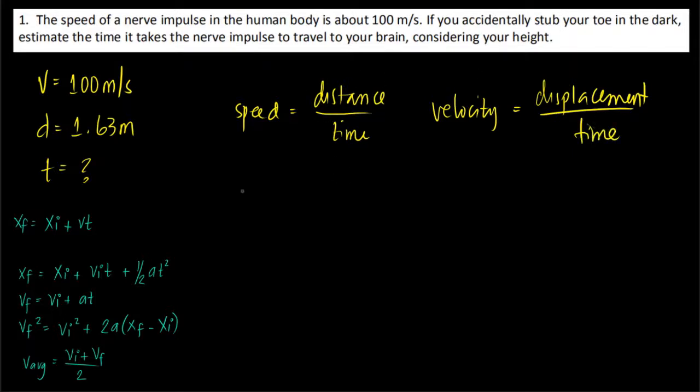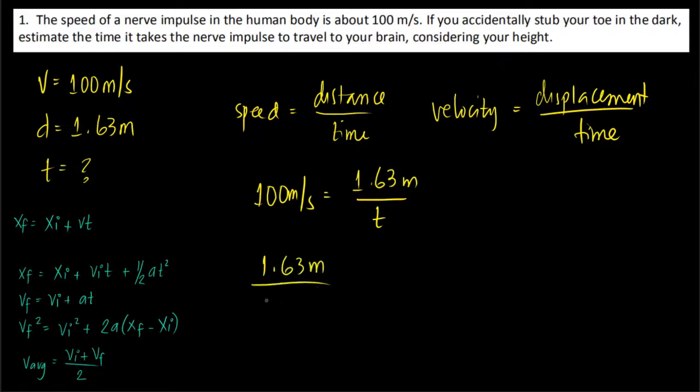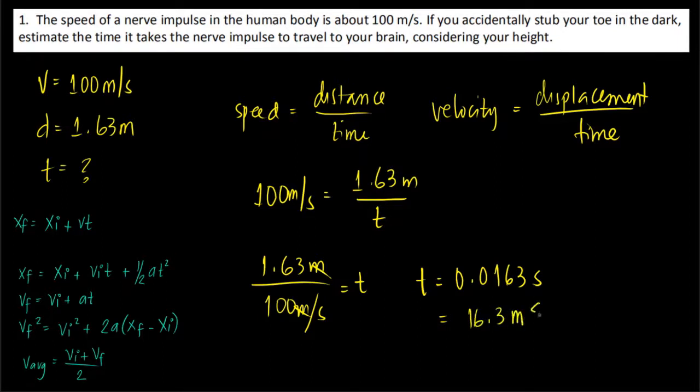So, since speed ang atong butangan, 100 meters per second equals ang distance nga 1.63 meters over the time. Okay, so with that, this becomes 1.63 meters over 100 meters per second. Cancel si meters, you should get time. And my time is 1.63 divided by 100, or 0.0163 seconds, or if you prefer, 16.3 milliseconds. Okay, so this is for number 1.